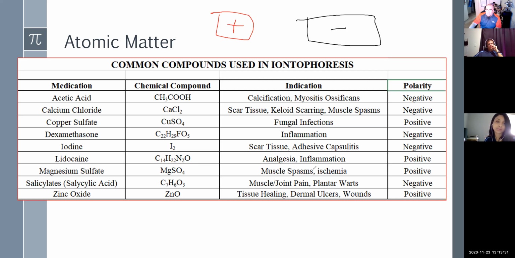MgSO4, magnesium sulfate, is really used. The main thing we use it for is muscle spasms, especially patients that might have a spinal cord injury or a stroke. Again, you don't have to know the specific diagnoses yet.